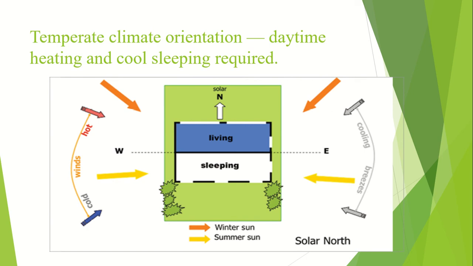Now, temperate climate orientation. In this, daytime heating and cool sleeping is required. So in that case, longer walls should be located in west-east direction and shorter walls should be located in north-south direction, so that in the daytime the residents will get a heating or warmer effect, and during sleeping time or during night the residents will get the cool effect.